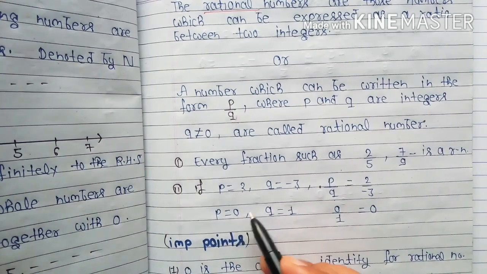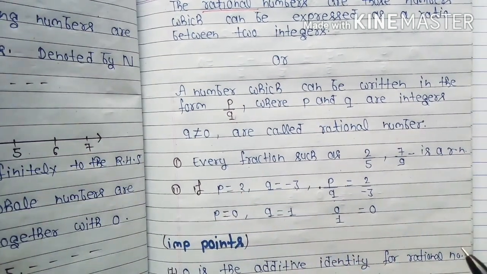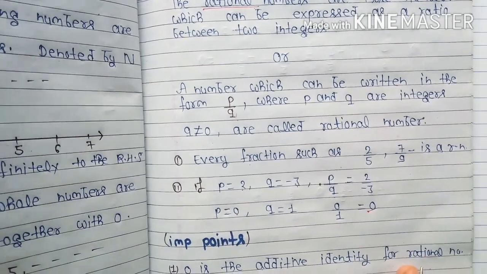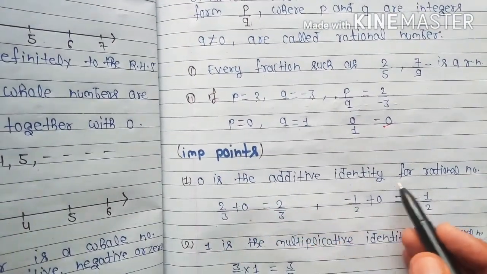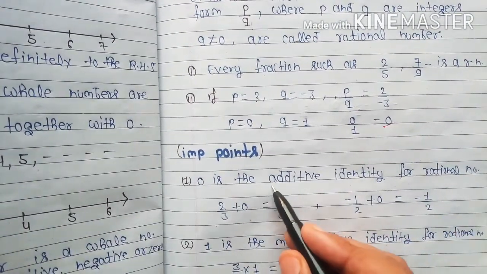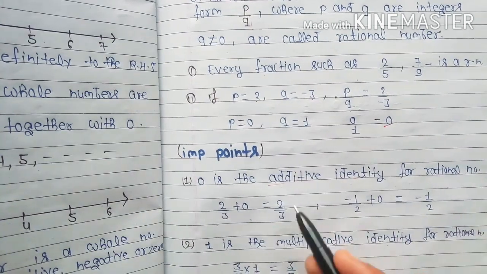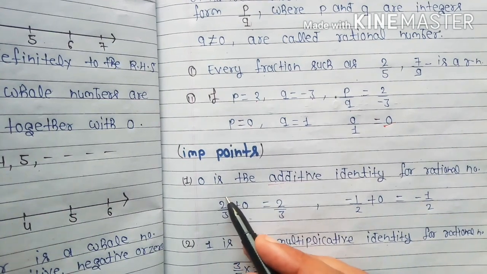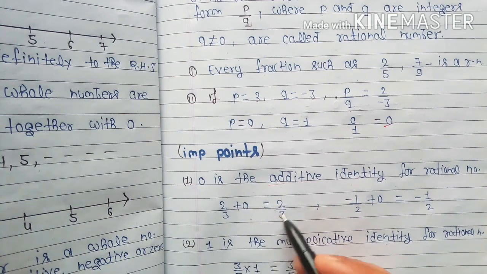This is also a rational number. Now if p is equal to 0 and q is equal to 1, then 0 is also a rational number. Now there are some important points. 0 is the additive identity for rational numbers. What is the meaning of additive identity? It means if we add 0 to any rational number, it will give the same number as it was.